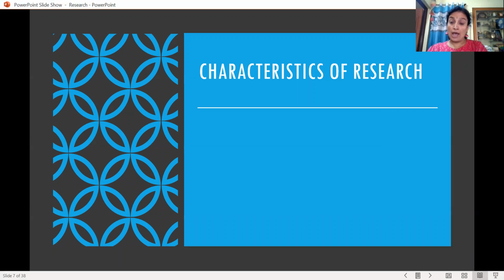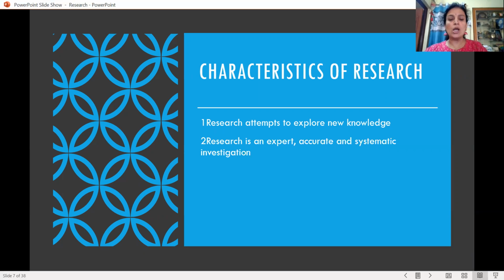Now, let us understand the characteristics, the features of research. Research attempts to explore new knowledge, as we have already discussed here. The very task of research is to explore new knowledge. Research is an expert, accurate, and systematic investigation. No doubt it is an investigation. Here we are making several types of investigations, but with all the expertise, with all the accuracy, and it is a very systematic investigation.